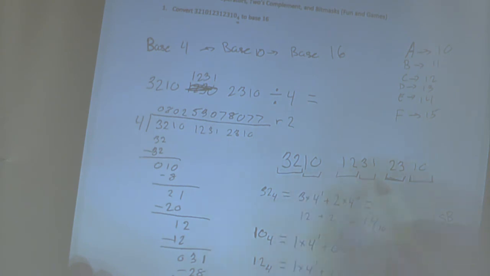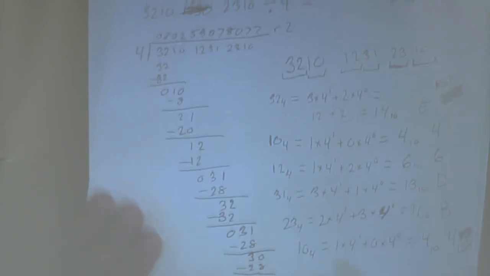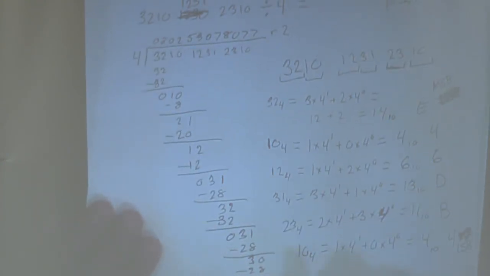No, whoops. This will be your first. My mistake. It's because this 32 corresponds to the most significant bit. This would be your most significant bit, not the other way around. So the final result, if you want to put it in base 16, is going to look like E, 4, 6, D, B, and 4, base 16.